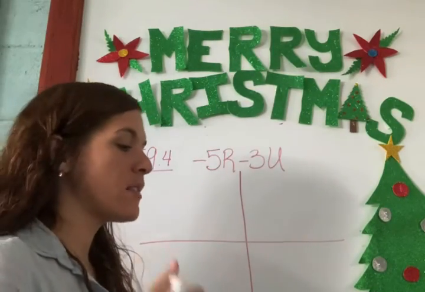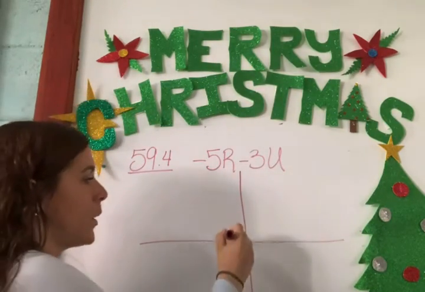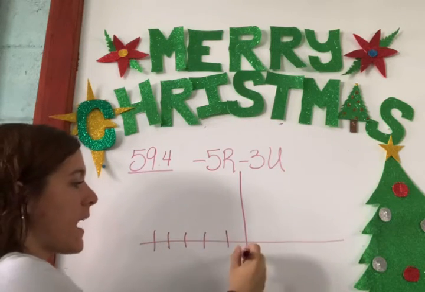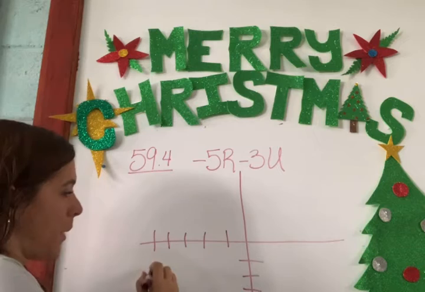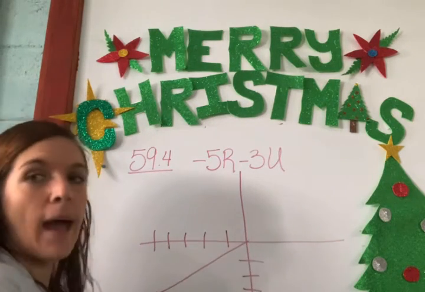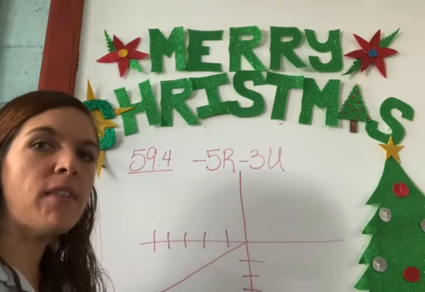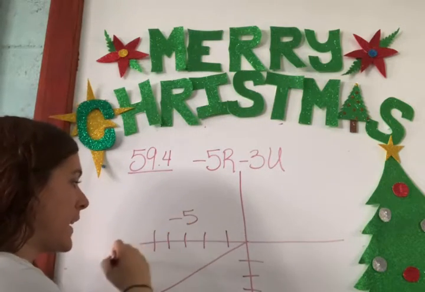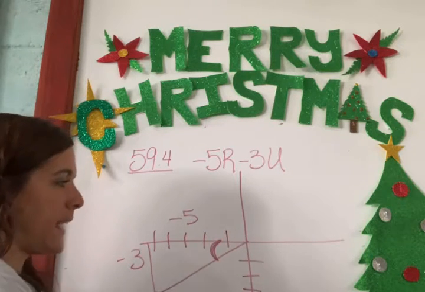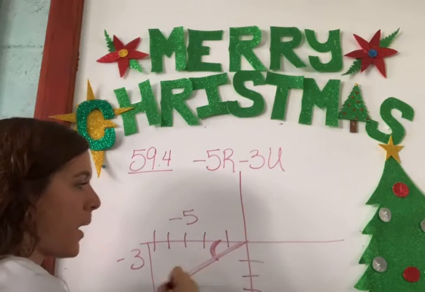Okay, so when you see this, you go negative 5 this way: 1, 2, 3, 4, 5. Then down 1, 2, 3, because it's negative 3. So then you're gonna have your line go like that, okay? When you have that, you have negative 5 here and negative 3 here. Remember, you're looking for the angle right here, and you also need to know your hypotenuse, okay?